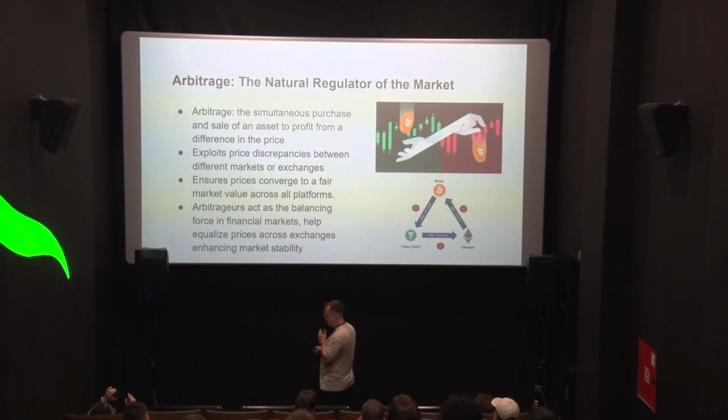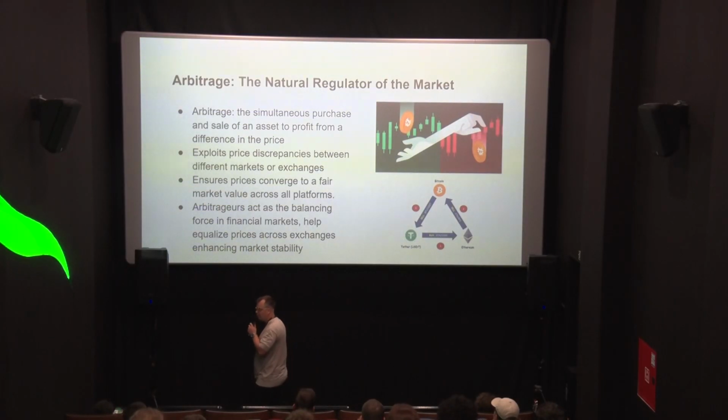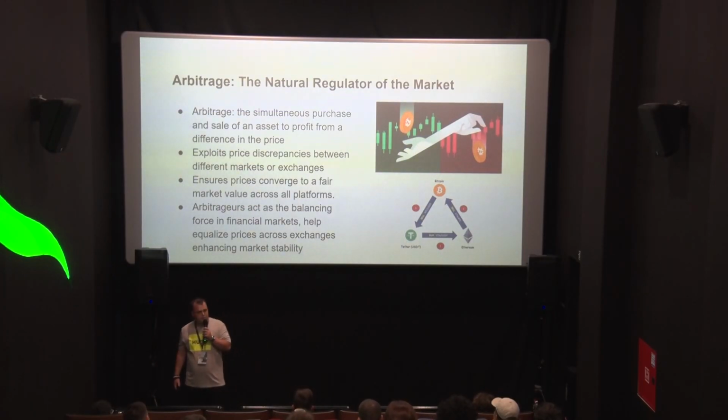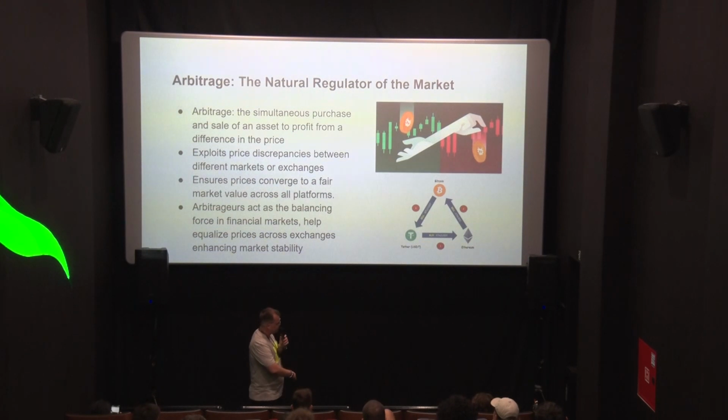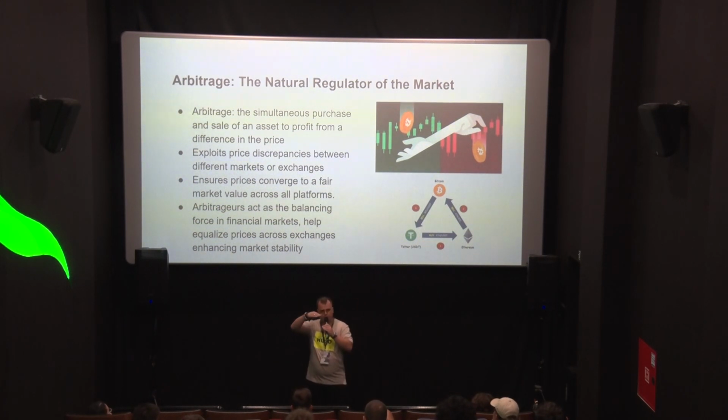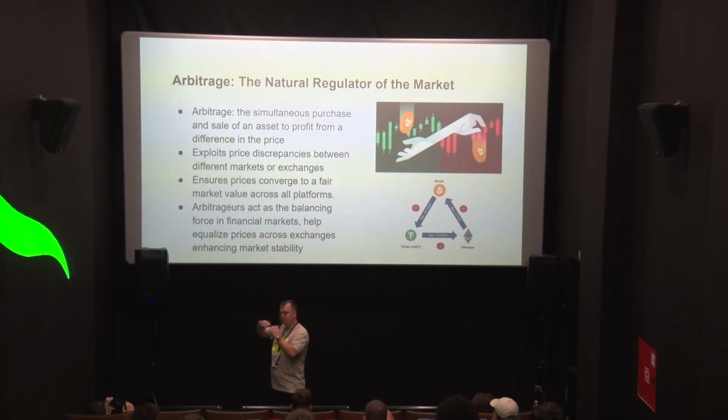Well, this is a very basic natural law of economics. When something is cheaper on one exchange and more expensive on the other, an arbitrageur buys on the cheaper exchange and sells on the more expensive market, essentially pushing the prices closer together and leveling them off.